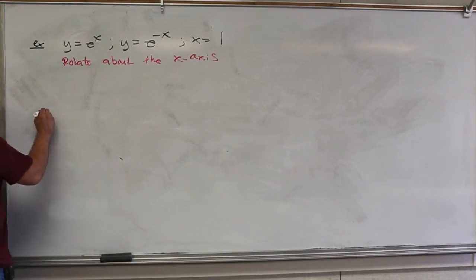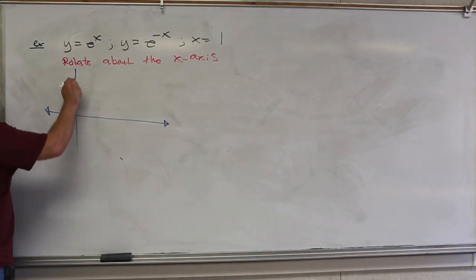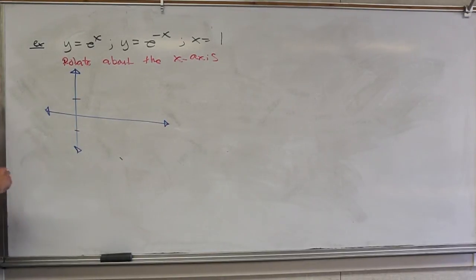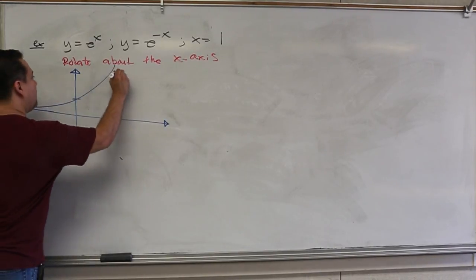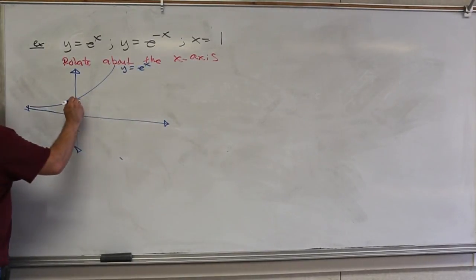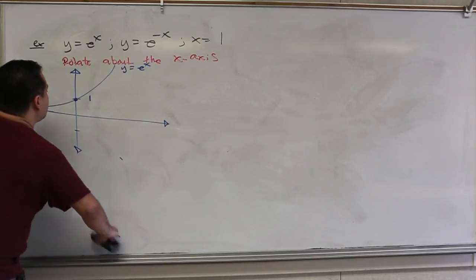Okay, so here we go. Again, we have to get a picture or an idea of what this looks like. What does this curve look like? What is e to the x? Isn't that an exponential curve? It represents exponential growth. So this is y equals e to the x, right? And you're right, it goes through the point 0, 1.